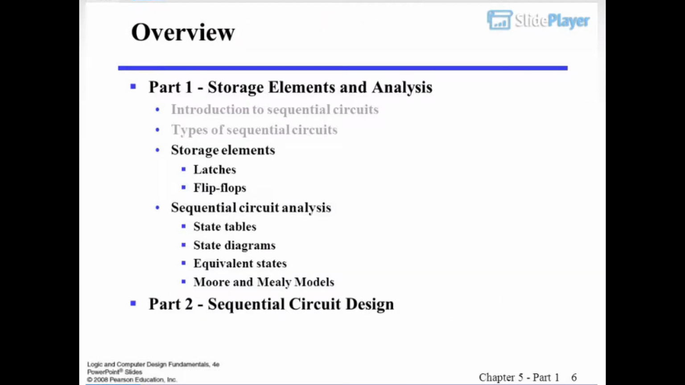Overview Part 1, Storage Elements and Analysis. Introduction to Sequential Circuits. Types of sequential circuits. Storage elements. Latches. Flip-flops. Sequential circuit analysis. State tables. State diagrams. Equivalent states. Moore and Mealy models. Part 2, Sequential Circuit Design.